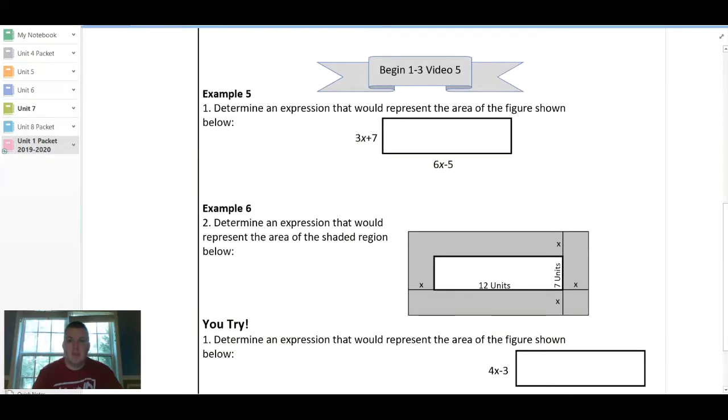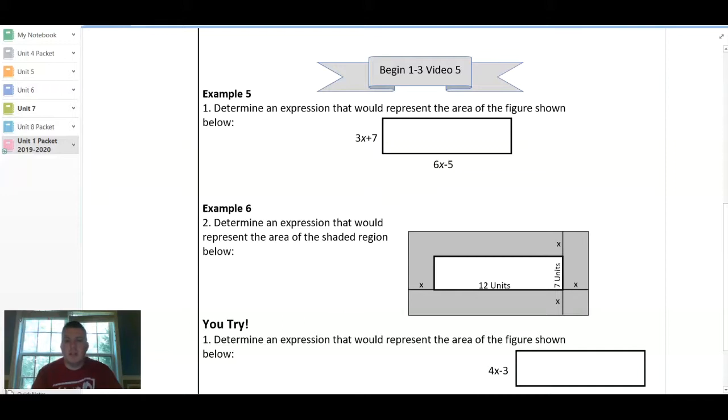We have one more video that concludes our multiplication section of this lesson, and that's going to be looking at some geometry application problems. So if we look at example 5, we are given a rectangle, and we want to determine an expression that would represent the area of the figure shown below.